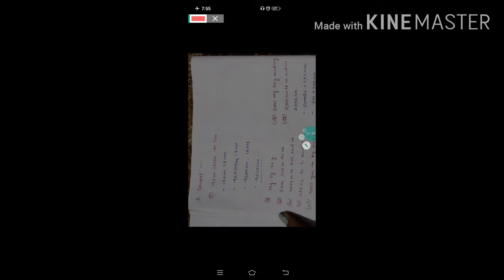How many jumps? 2 jumps. That means you have to multiply with 100. So 46 into 100, what will you get? 4600 centimeter. 18 centimeter is already there, so it will be 4600 centimeter plus 18 centimeter. Both are the same unit, so now we can add. Final answer: 4618 centimeter. This is your answer.